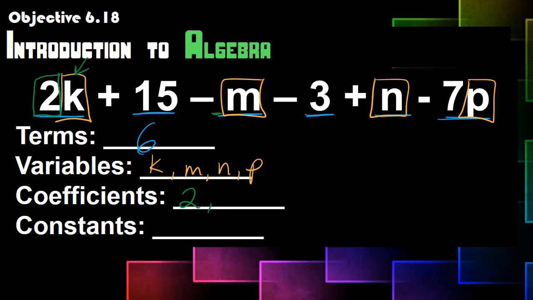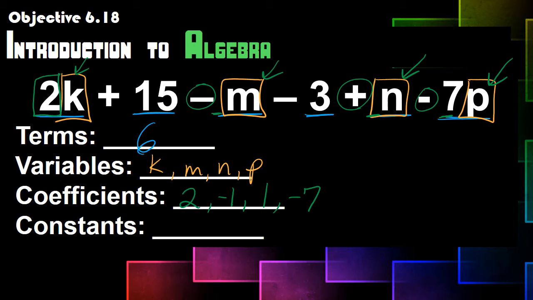Our number is 1 here. The coefficient is 1, but since we have a subtraction sign, it's going to be negative 1. We have n as our third variable. Our coefficient is going to be 1, and since it's an addition sign, it's going to be positive 1. And last but not least, we have a coefficient of 7 with p, but since that's subtraction, it's going to be negative 7. And our constants.